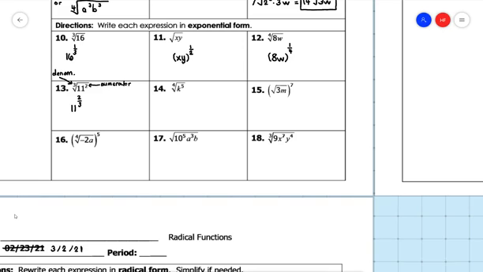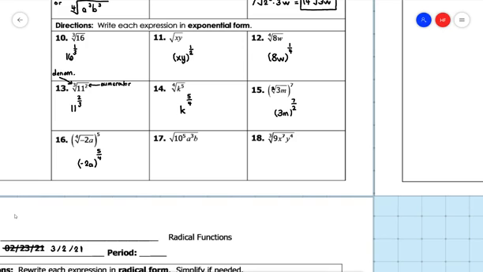On number 14, we have k to the 5/4 power. 15, remember the index here is a 2, so we have all of 3m to the power of 7/2. Number 16, we've got the 4th root of -2a to the 5th power, so -2a to the power of 5/4.